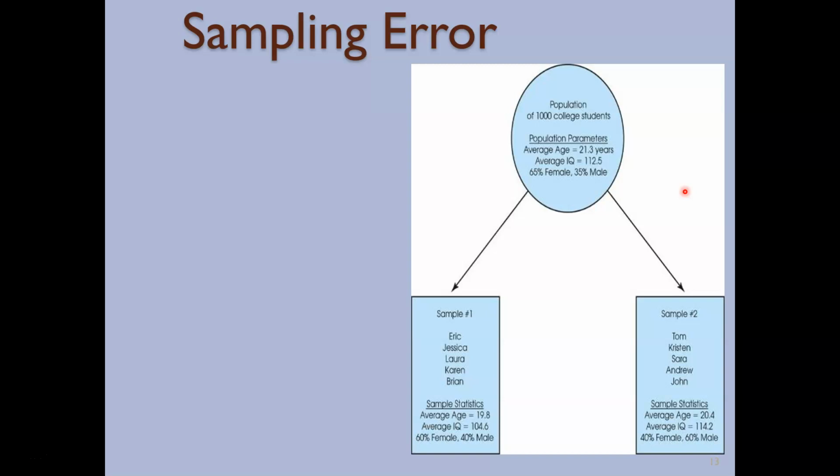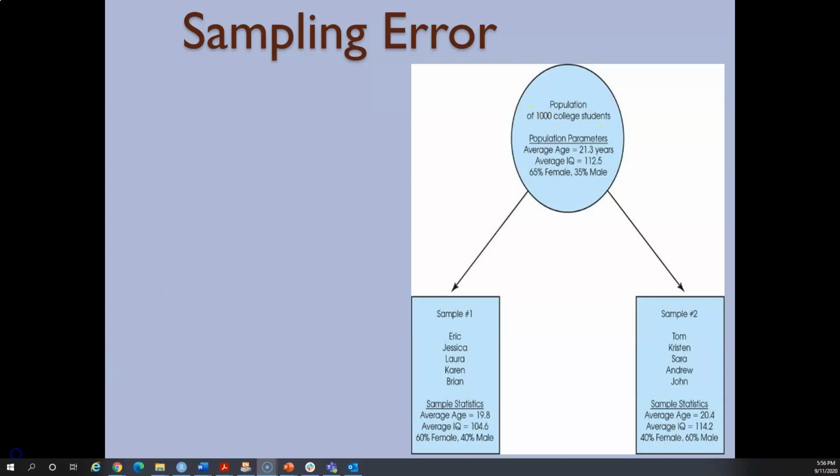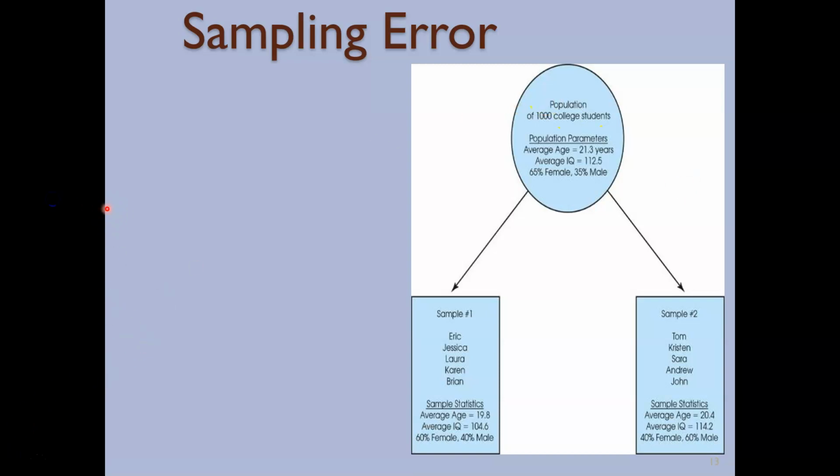Again, sampling error comes from your sample not being representative of the entire population. Your sample being too small to represent the entire population, right? Your sample being a biased subset of the population. Your sample not being a random subset of the population, okay? Now let's try to understand this a little further. What are we doing here?